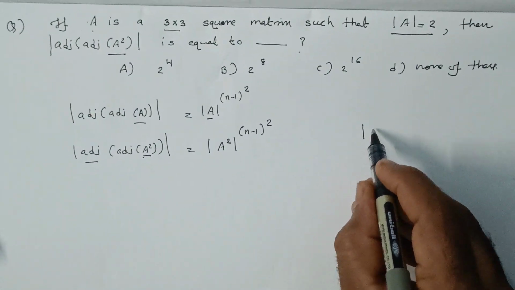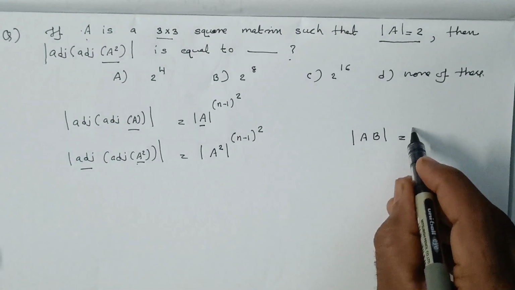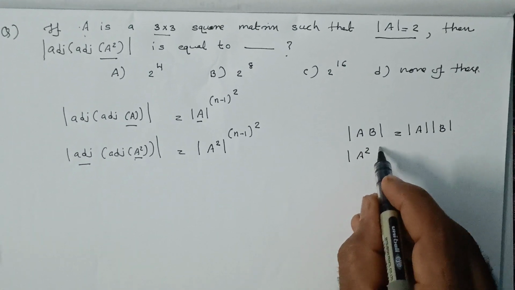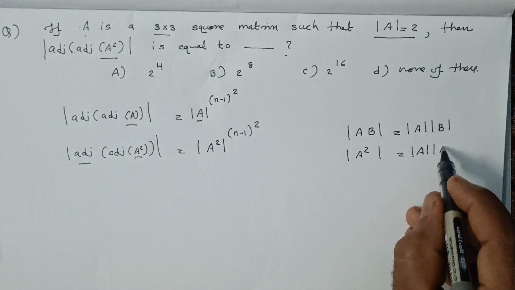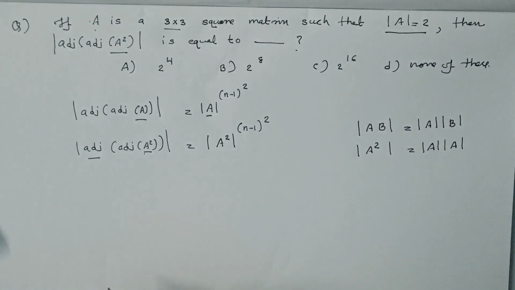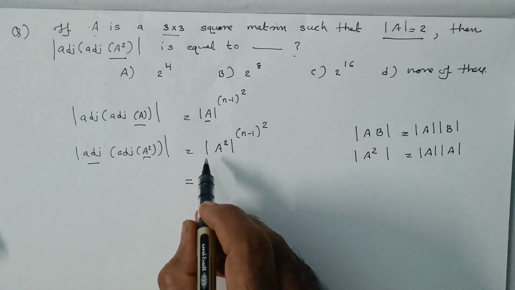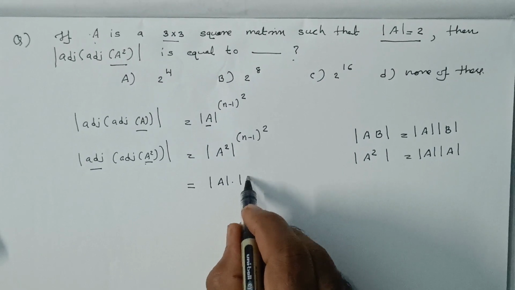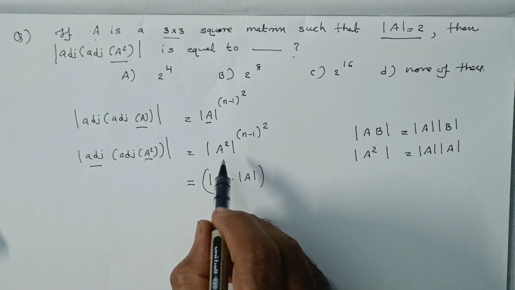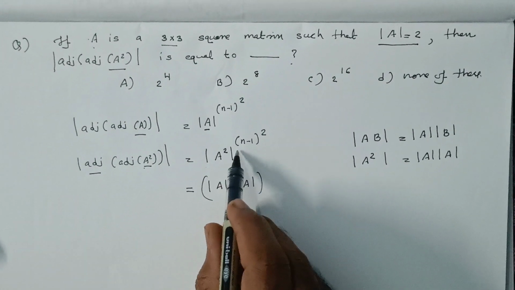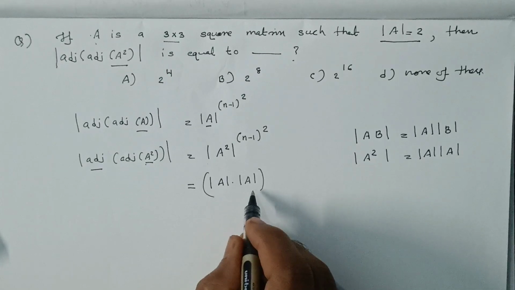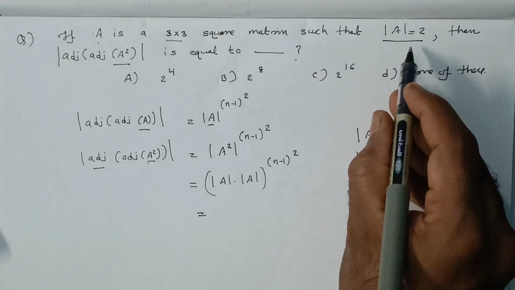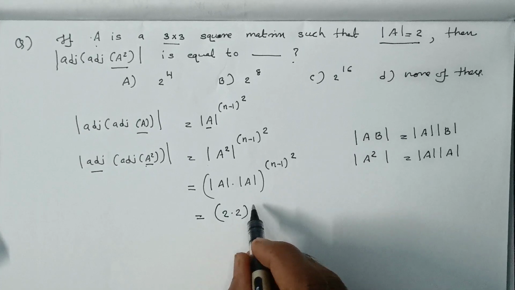We know that determinant of AB equals determinant of A into determinant of B, so determinant of A square equals determinant of A into determinant of A. So by using that property, we can find determinant of A square raised to n minus 1, the whole square, as determinant of A into determinant of A raised to n minus 1, the whole square, which is equal to 2 into 2 raised to n minus 1.